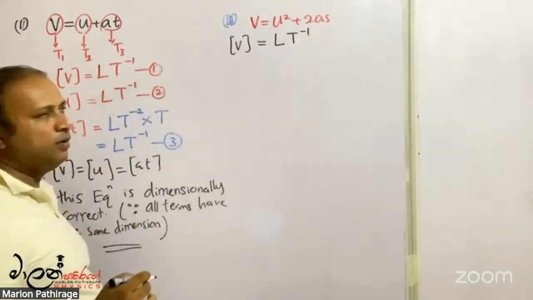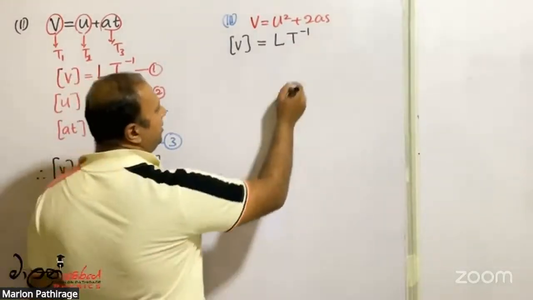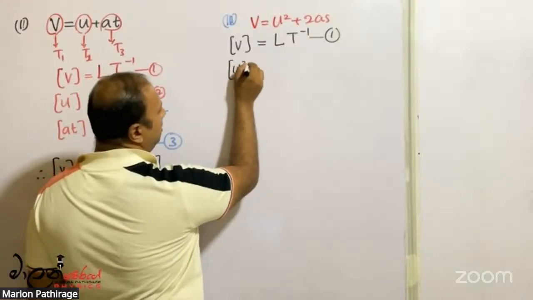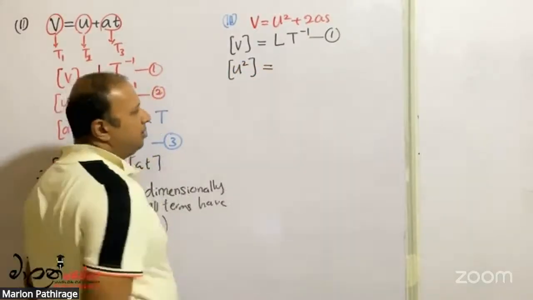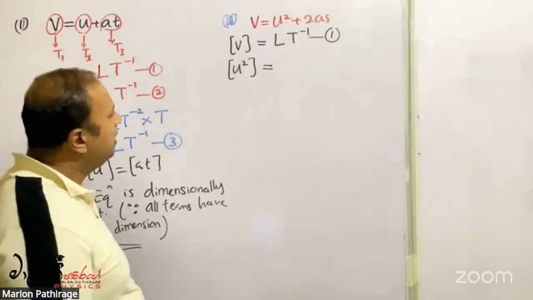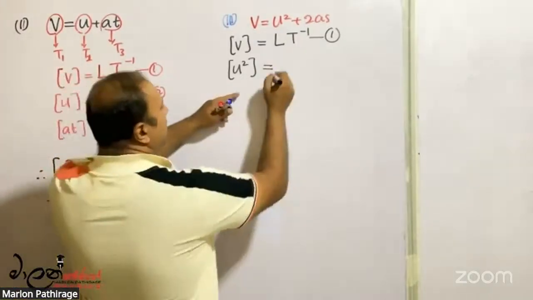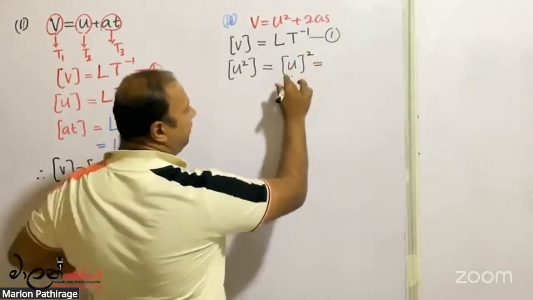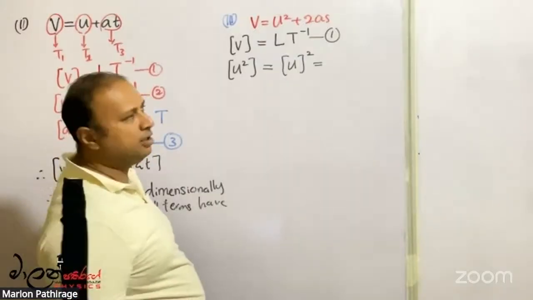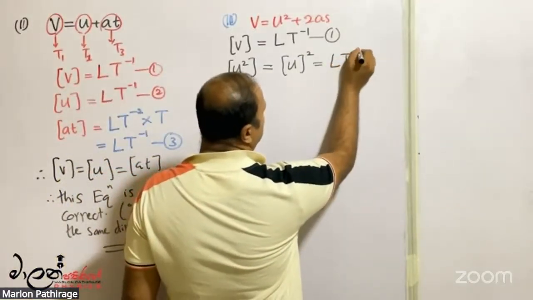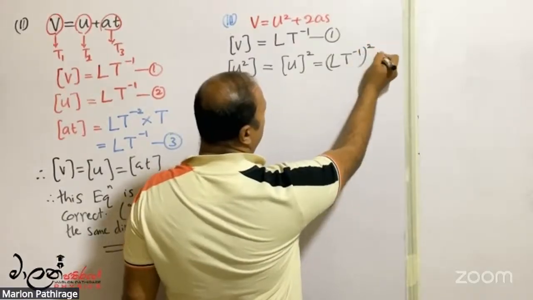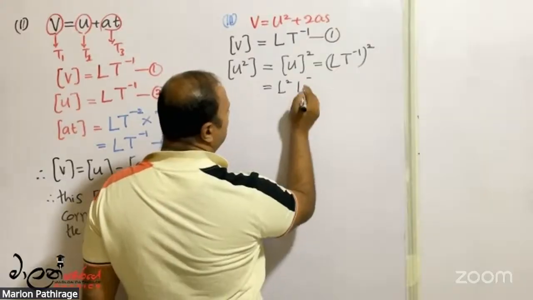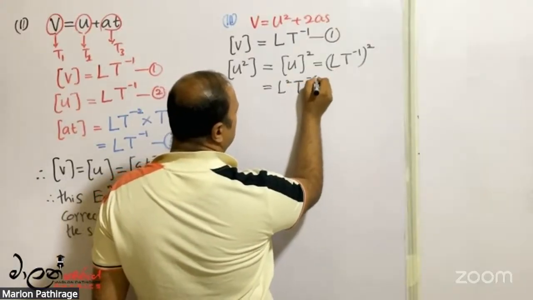Then the dimension of U square. U is a velocity, so the dimension of U is LT minus 1. U square means L square into T minus 2.